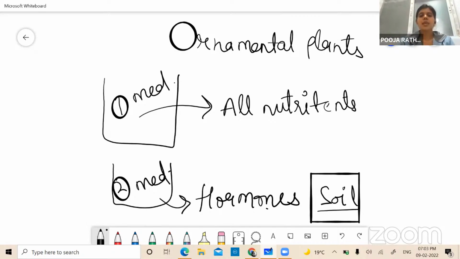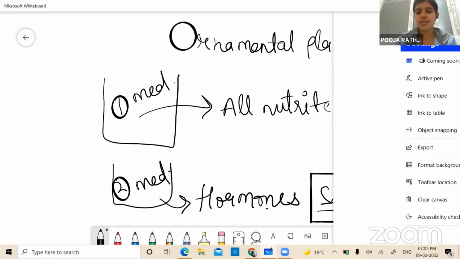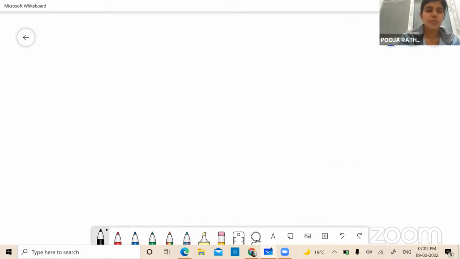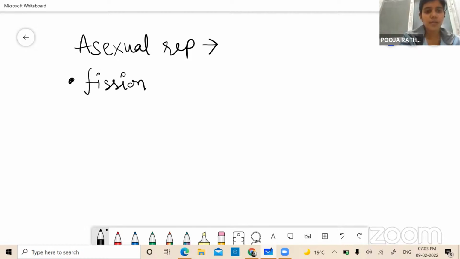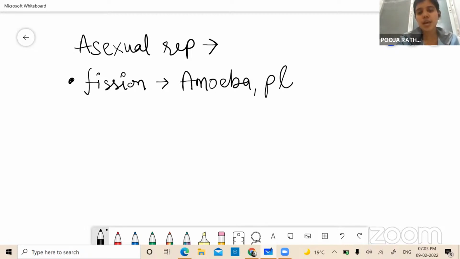Is it clear? Okay. So whatever we have learned till now, we have learned about asexual reproduction. In asexual reproduction, there are different types of asexual reproduction techniques. The first one is fission. It is mainly done through two ways, binary fission and multiple fission. And it is mainly seen in amoeba. Examples are amoeba and plasmodium.